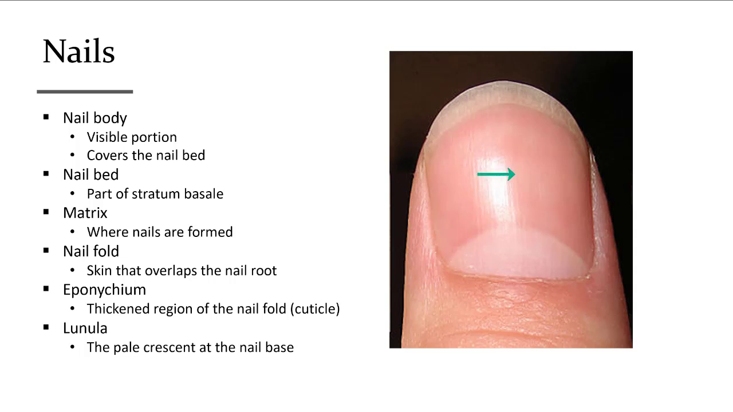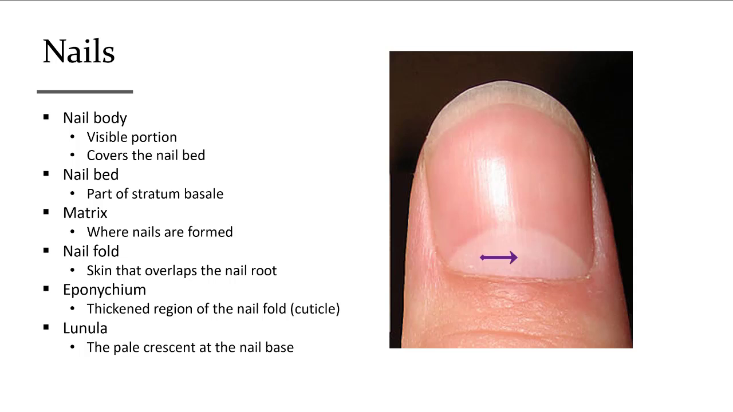Fingernails, we have the body. That's the main fingernail that you can see. The nail bed is just below it, so it's part of stratum basale. The matrix is way back where it's forming the nail. It's past where the cuticle is. The nail fold is actually overlapping the nail root. Eponychium is actually what our cuticle is. That's the nail fold itself. It's not making any nails. It's just helping. It's this extra layer to protect bacteria from getting up and under our nails.